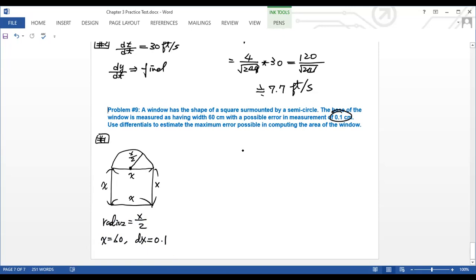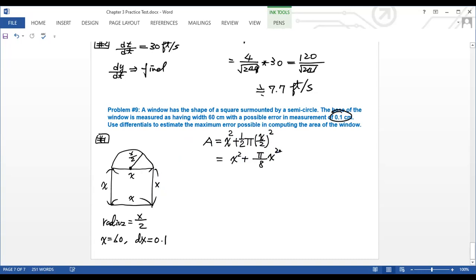Now I want to find the maximum possible error. First, let's take a look at the area. The area of this window will be the square, which is x squared, plus pi r squared. What is the r? It's x over 2. Pi r squared is for a full circle, but I only have half of the circle, so I need to multiply by 1/2. So the area is x squared plus pi over 8 times x squared.